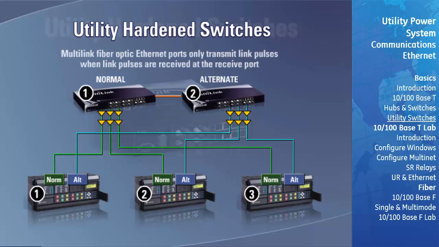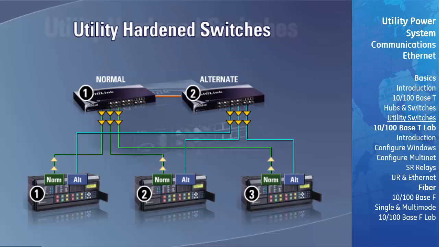The multi-link switches have an advantage in that their fiber optic Ethernet ports only transmit link pulses when link pulses are received at the receive port. The universal relay always transmits link pulses on both the normal and alternate ports. If everything is working correctly, the link pulses sent out from each universal relay's transmit ports will cause all transmit ports for both the normal and alternate switches to send link pulses back to the respective universal relay. Communication will take place on all 3 normal ports of all 3 universal relays through the normal switch.